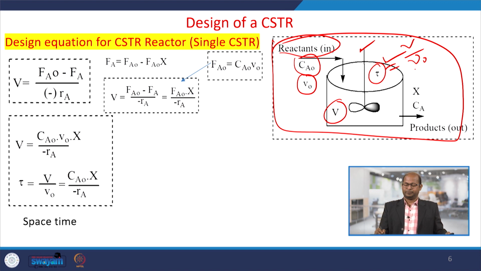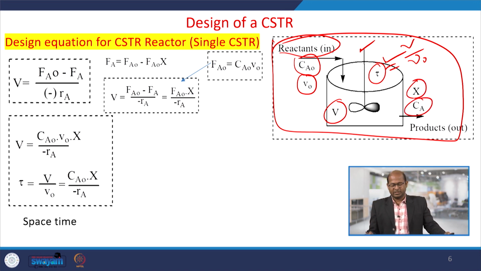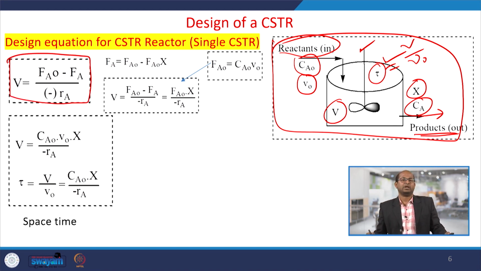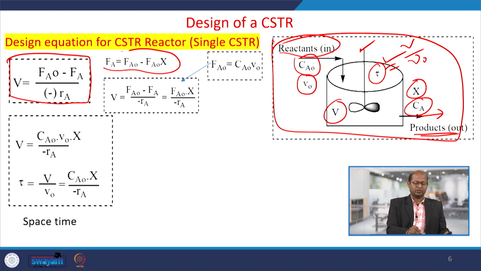So, here X is the conversion, C is the outlet or exit concentration of the reactants, or that is the product coming out from here. So, here the design equation we have already derived. This is the design equation for a CSTR reactor: F V equals F A naught minus F A by minus R A. Here F A equals F A naught minus F A naught into X, if we substitute here.